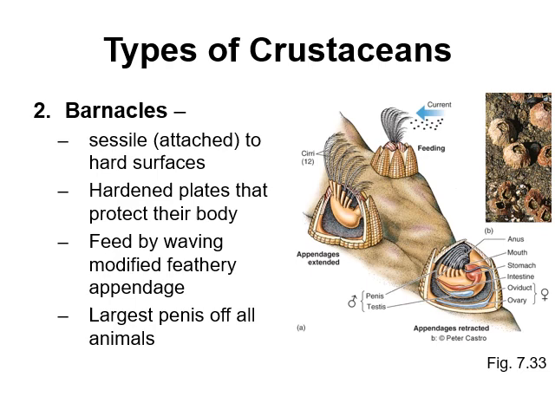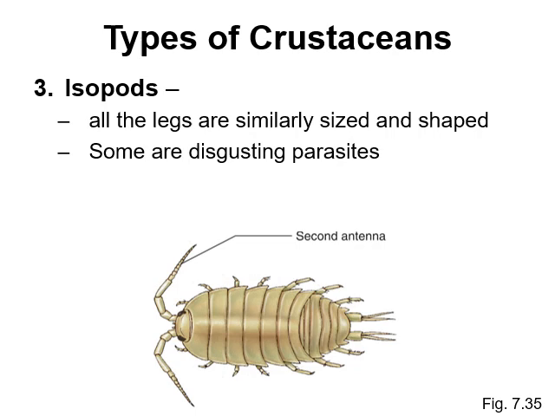Anyway, that's that. So let's talk about the isopods. What makes them different from the others is that each of their segments is roughly identical to the others, right? If you look at each of these segments, it almost looks like those of a worm, where they're pretty similar. So the prefix iso means the same. All of their segments are pretty similar to each other, and their legs are pretty similar to each other.